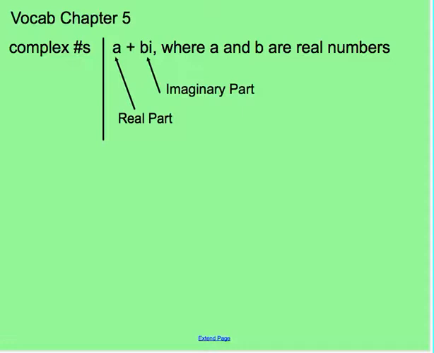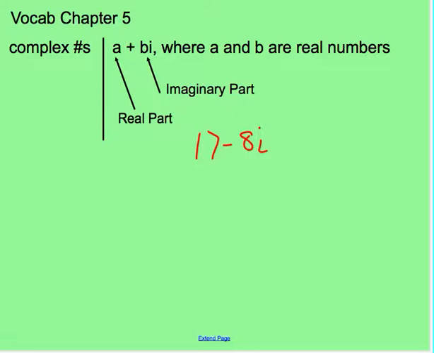So an example of a complex number might be something like 17 minus 8i. So 17 would be a, negative 8 would be b. But a and b are real numbers, and 0 is a real number.